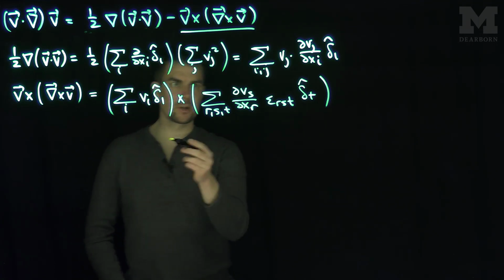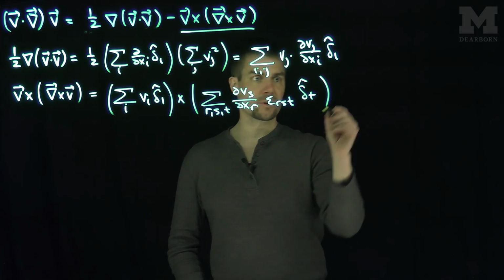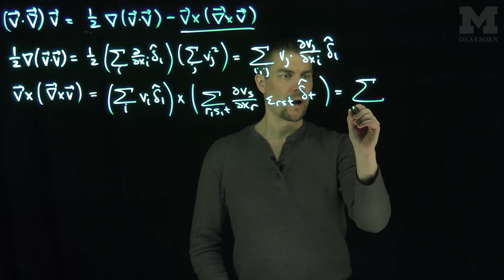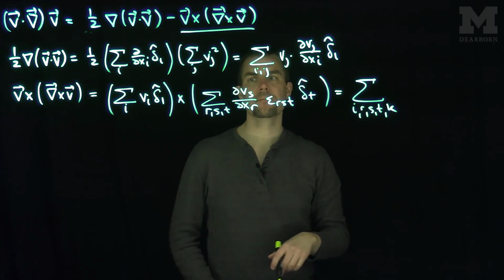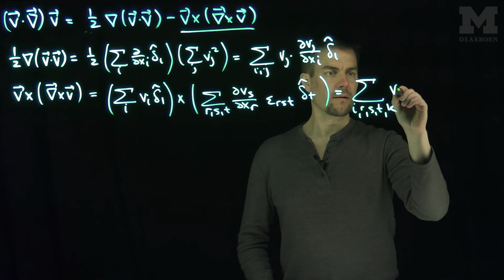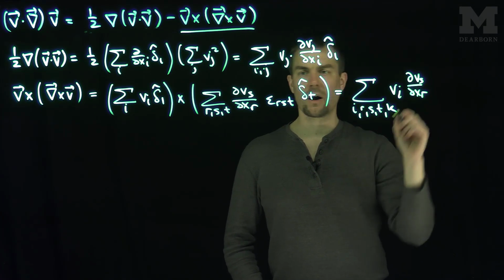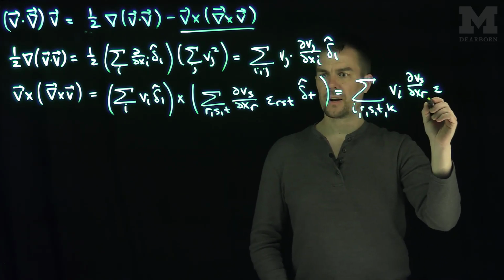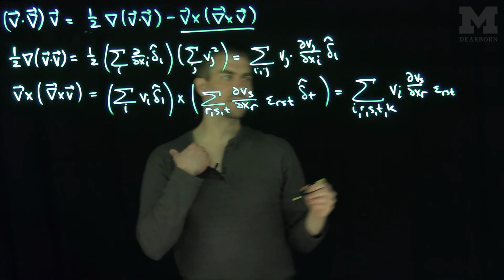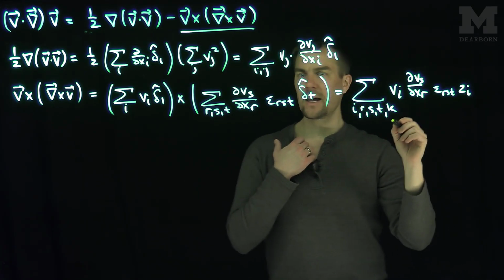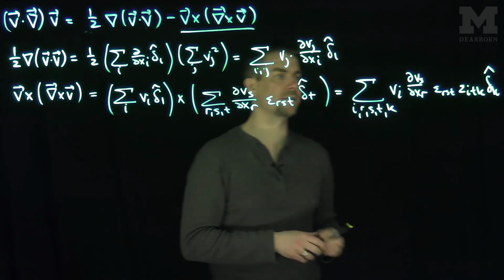Now for these terms, I'm going to sum over i, r, and s, and I need a new variable, so I'm going to sum over i, r, s, t, and let's say k. Then we'll have a vi, partial vs, partial xr, then an epsilon rst. And then when I cross i hat and t hat, I'm going to get an epsilon itk and then k hat.